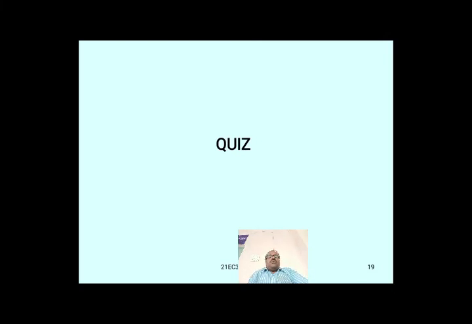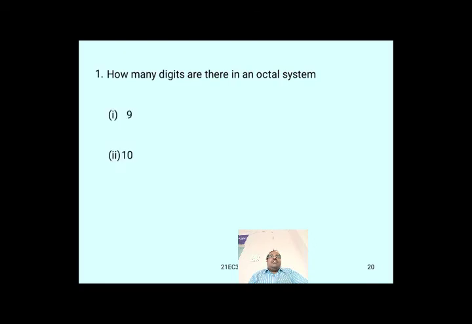Here I have made a quiz for you for an easy glance at the answers. How many digits are there in the octal system? Can anybody tell?